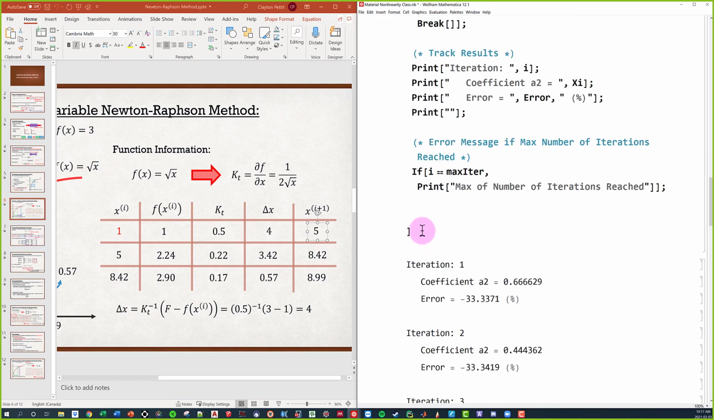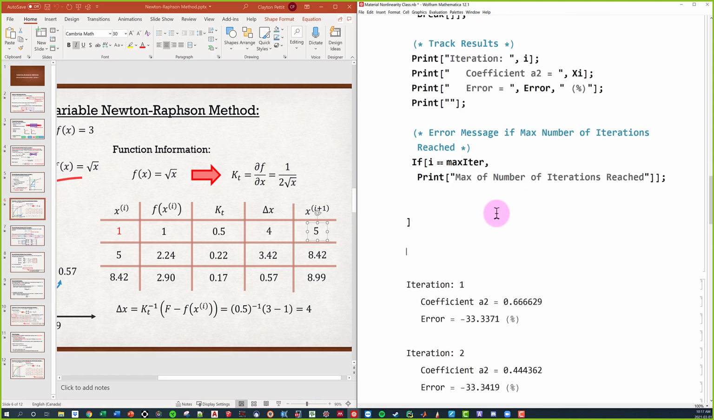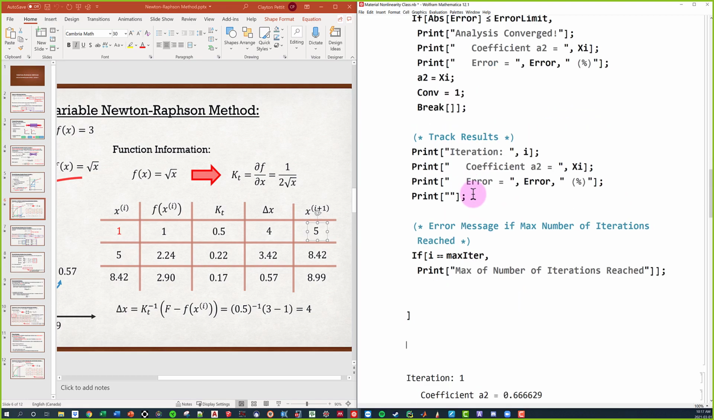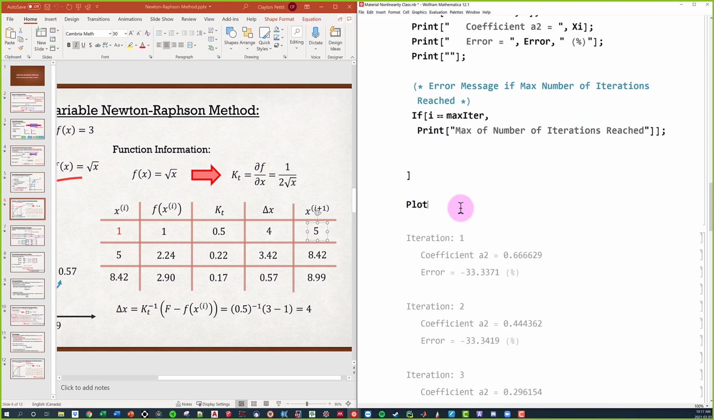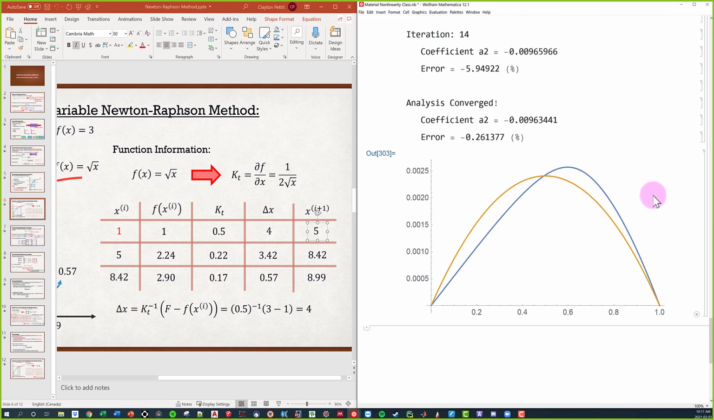So now we are done our loop. Everything looked good. We were able to converge, and we stored A2. So now I'm going to plot our results. We're going to plot two things: first U exact, and then U approx. We're going to plot these over x1 from 0 to L. Come down here, and these are our results.